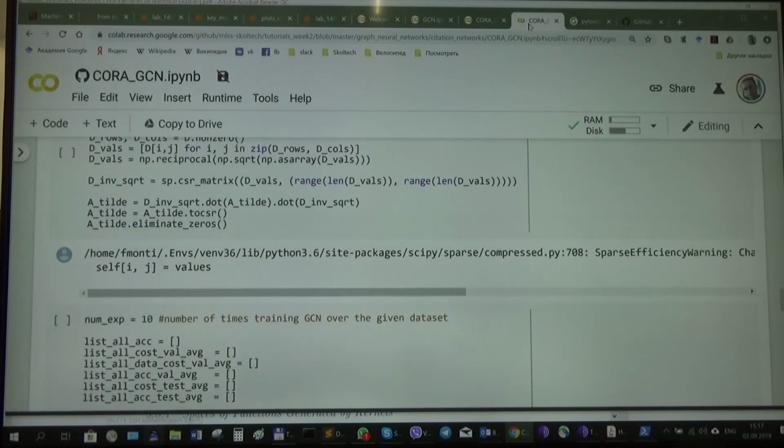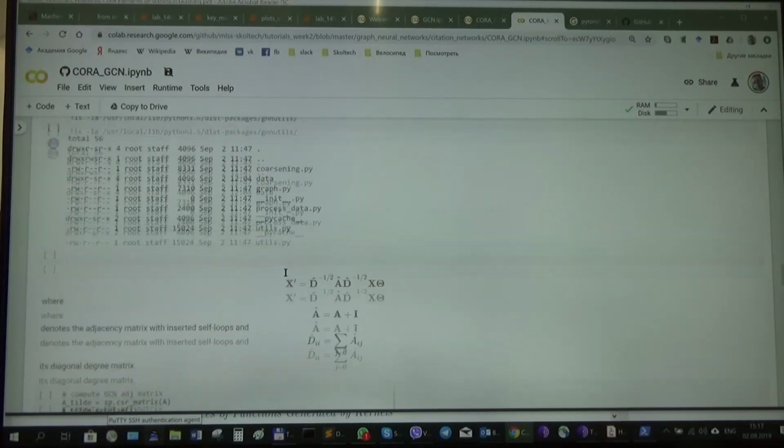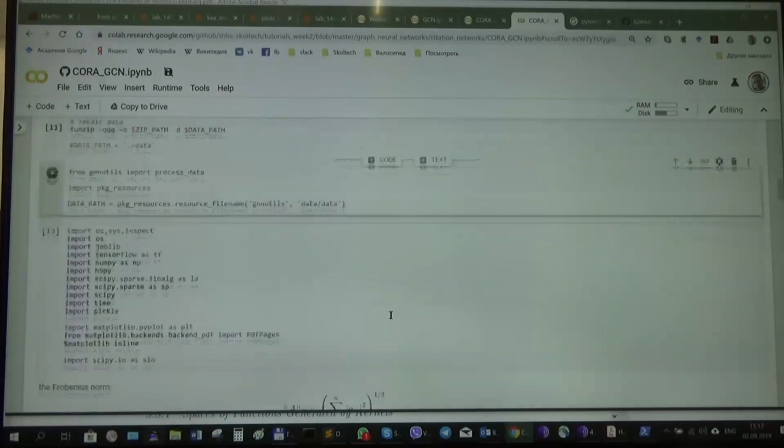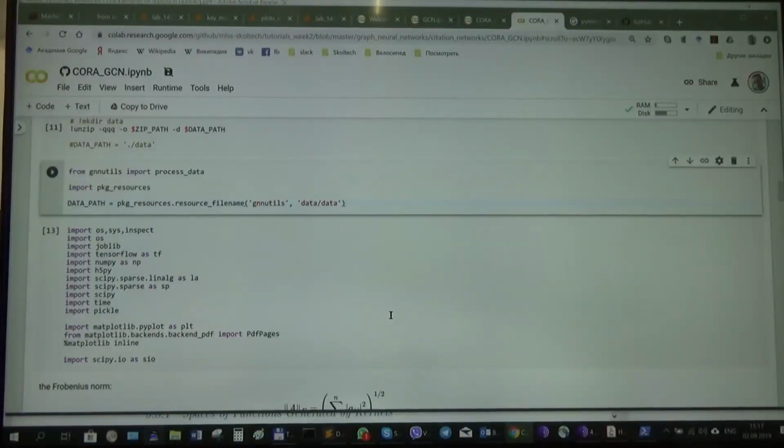Like this one with pretty pictures. Yeah. Does it work? Yeah.